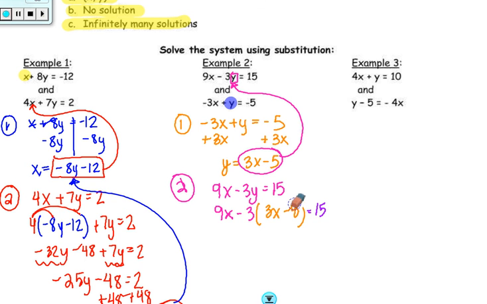I do not like the way my board is working today, you guys. 3x minus 5. There we go. That looks way better. Except that's in purple, not in pink.